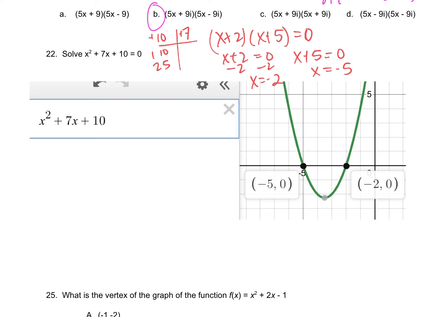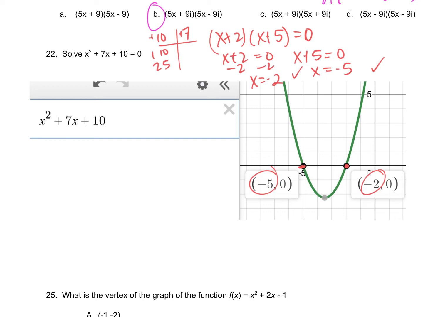That would be by hand, or we can always use Desmos and plug it into Desmos. I've got 2 ways to plug it in. If you remember, you could just plug it in x squared plus 7x plus 10, and we're looking for where it crosses the x-axis, which is, by chance, negative 5 and negative 2, which is what we came up with the other way. So we know that works.